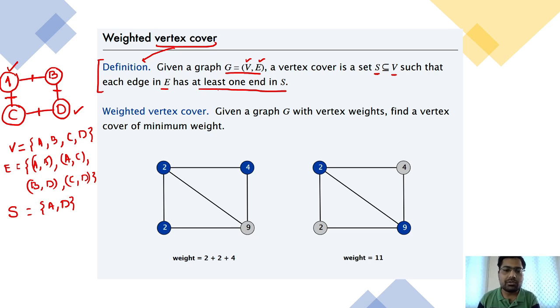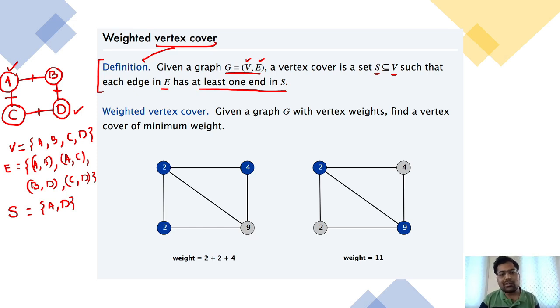As per the definition, at least one endpoint in S means, for an edge, if I am picking A, A is one endpoint of the edge, and A to B and A to C also have one endpoint. For D, B to D has one endpoint and C to D has one endpoint. So this is what our vertex cover is.